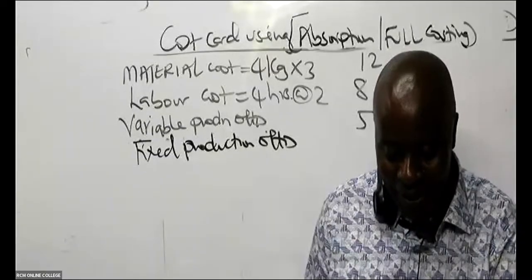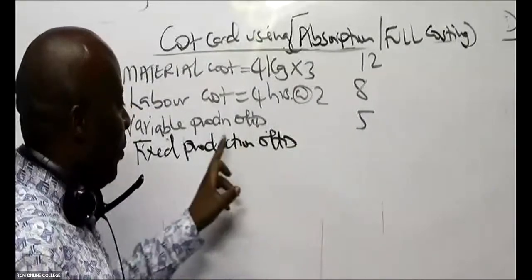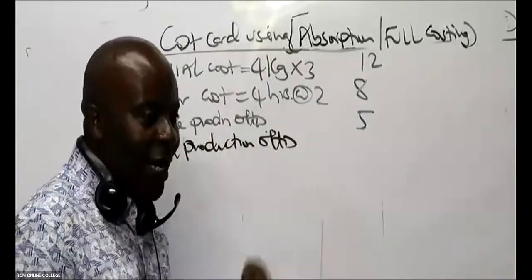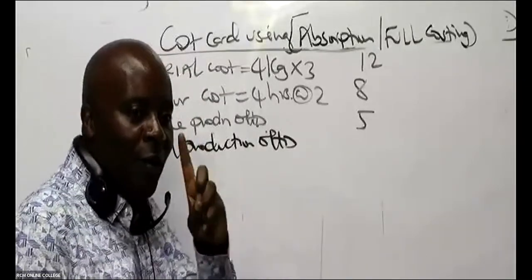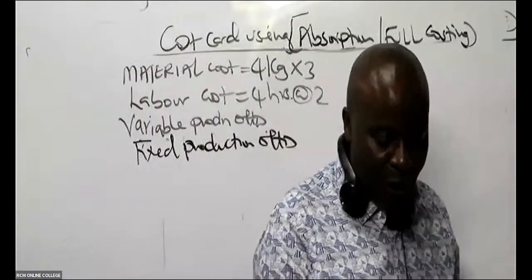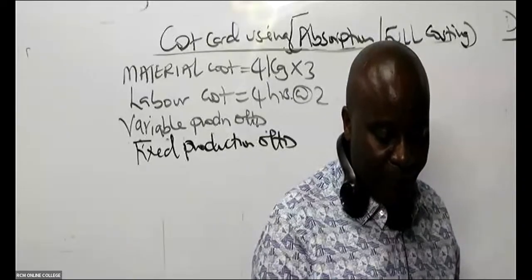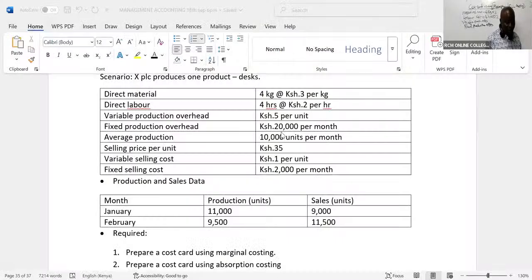You see, all these are on a per unit basis. Even variable, we said variable production overhead per unit. So even this fixed production overhead must be for 1 unit, isn't it? The 20,000 is for a whole month. And within that month, you expect to produce how many units? So fixed production overhead is Kenya shillings 20,000 per month, and in that month, the average production per month is 10,000.